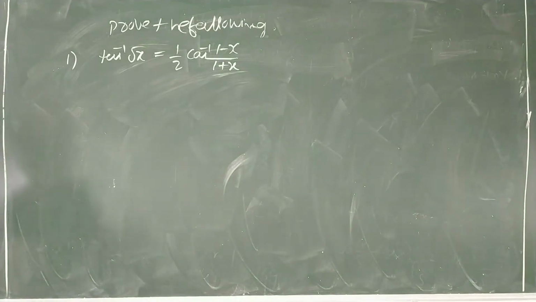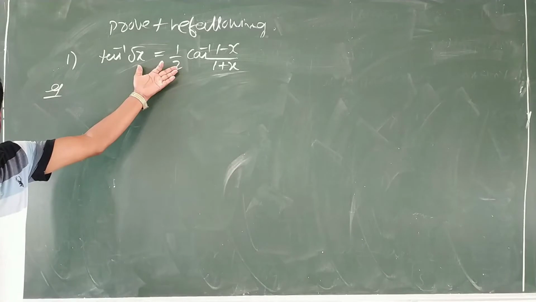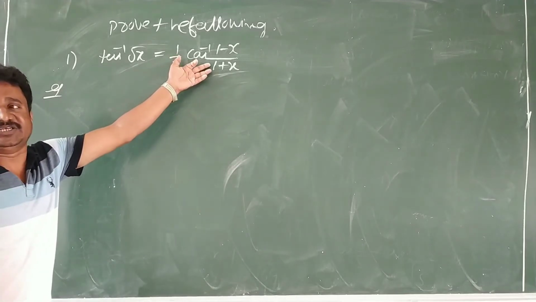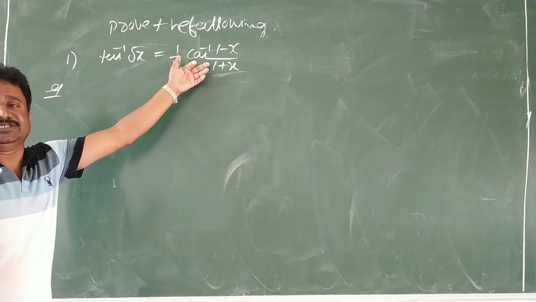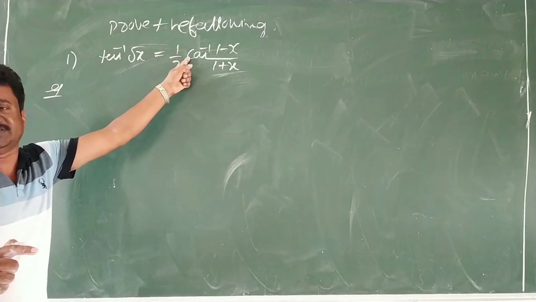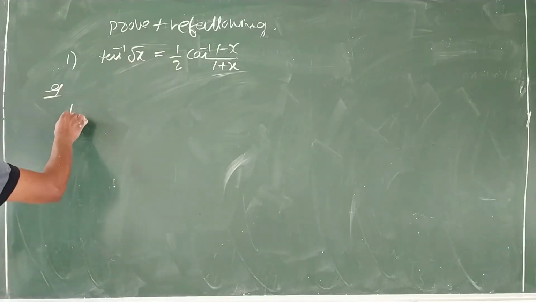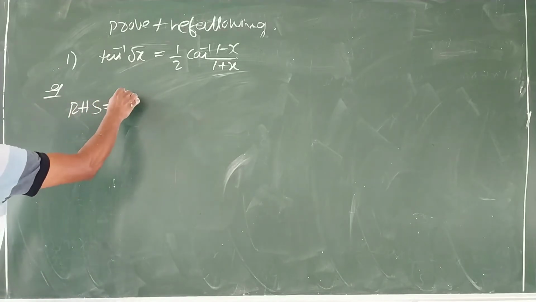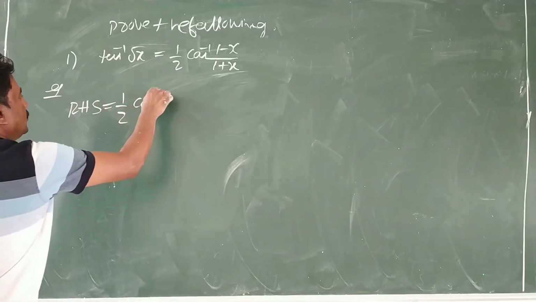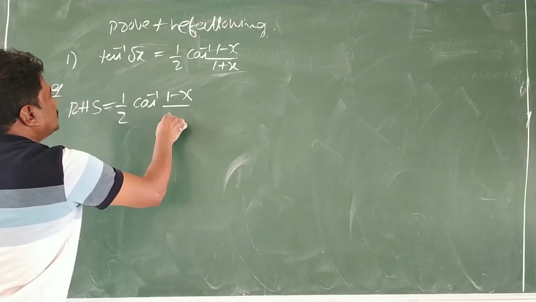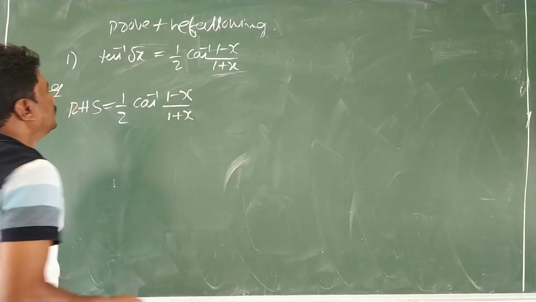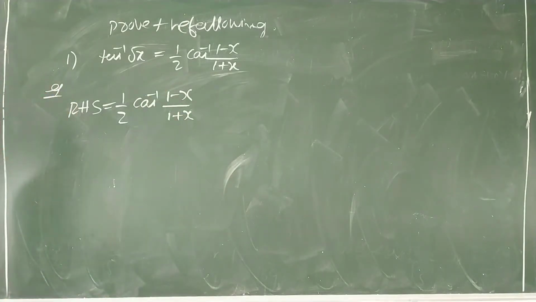Proving this is so easy, students. Solution. Proving this by taking RHS is so easy. Instead of proving LHS is equal to RHS, you go for proving RHS is equal to LHS. I take RHS. What is RHS? 1 by 2 cos inverse of (1 minus x) by (1 plus x).